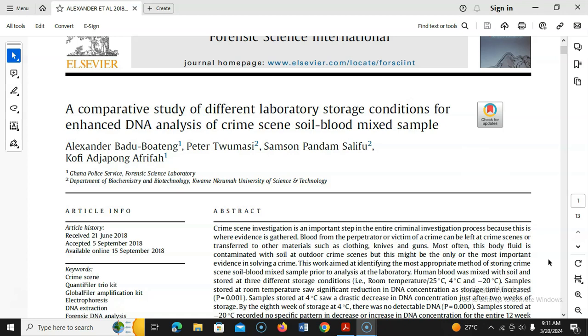So, this morning we are going to have a look at another paper titled A Comparative Study of Different Laboratory Storage Conditions for Enhanced DNA Analysis of Crime Scene Soil Blood Mix Sample. So, this article compared different laboratory storage conditions for crime scene soil blood mix sample. So, blood sample that has been mixed with soil from the crime scene.